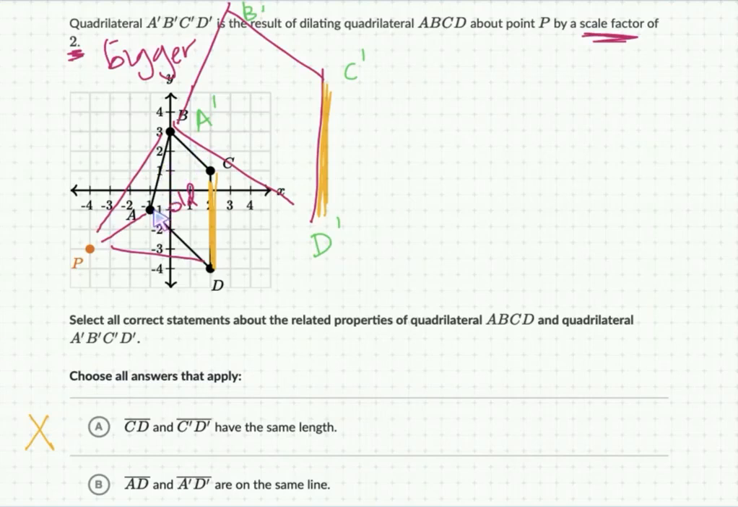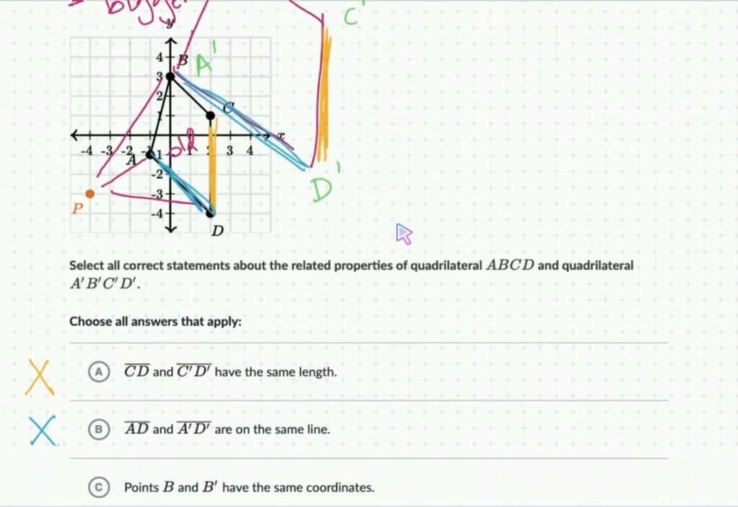Next, AD and A prime, D prime are on the same line. No, they're not going to be on the same line. This one's going to be moved over and it's going to be bigger. So also false. Maybe AB and AB prime would be on the same line, right? Because they're kind of touching each other when they move further away. They're still going to be on the same line, but not AD and A prime, D prime. They're like parallel. They're not even going in the same direction.